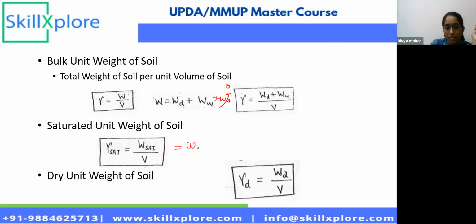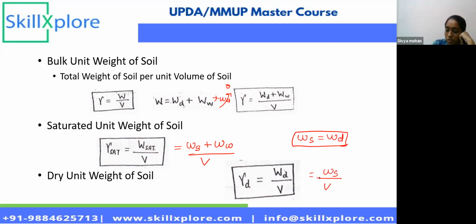Saturated weight comprises WS and WW. While taking the notes, WS can be written as WW, so WW and WS are both the same. And this is the total volume. So this is the saturated unit weight. And dry unit weight is comprised only of WS by total volume. And this is the dry unit weight of soil.